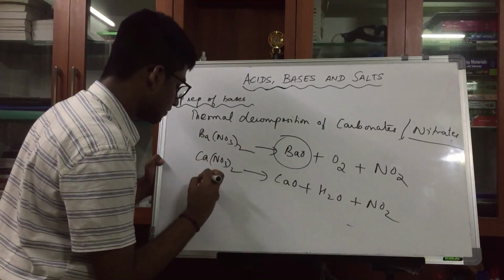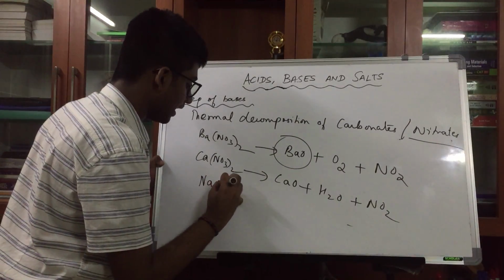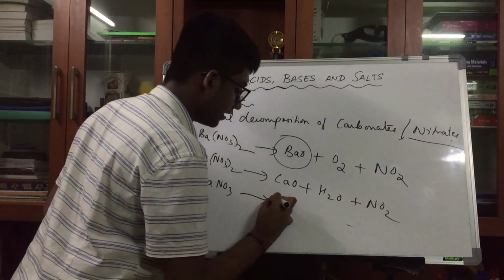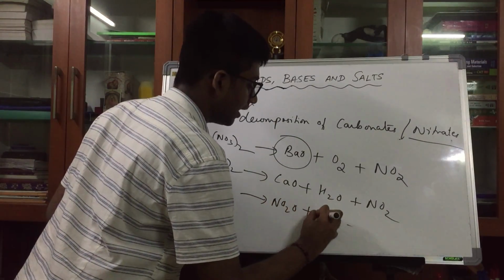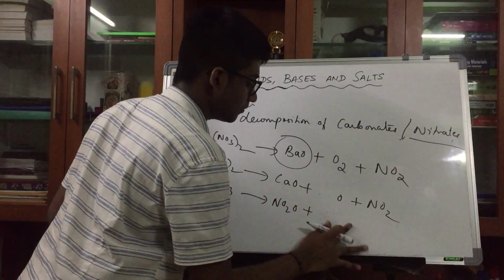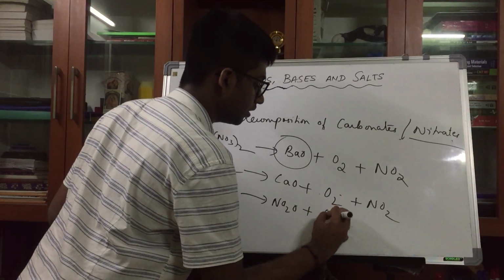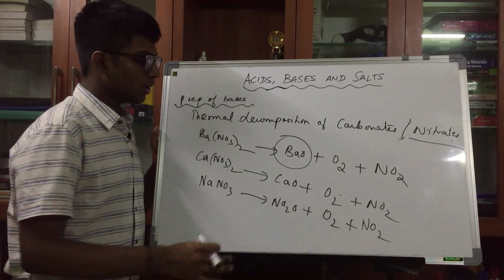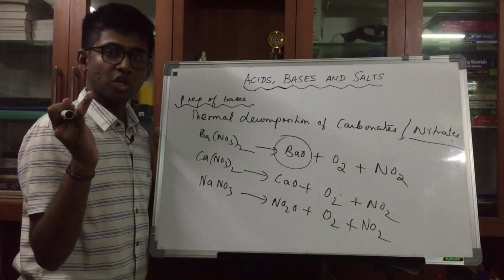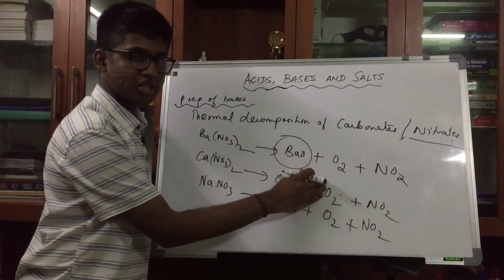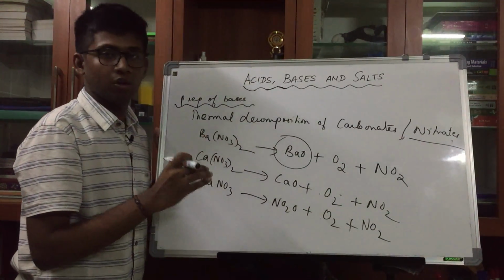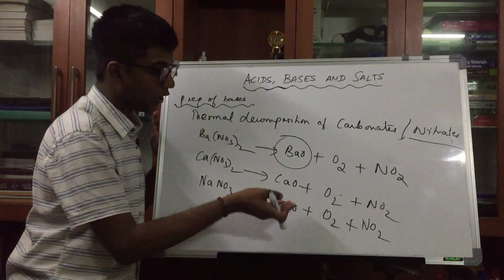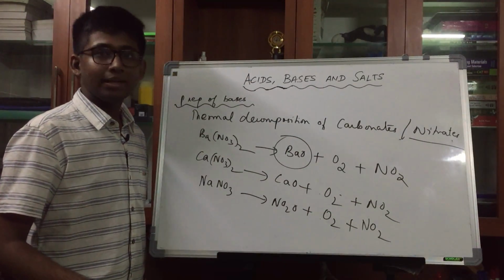Now next, when you take sodium nitrate, NaNO3, you will be getting Na2O, O2, I'm sorry, I would have mentioned it wrong here, O2, and then you will be getting NO2 here. So now it is always just oxygen. Sorry if I confused you. So it's always oxygen, NO2, and then CaO, which is supposed to be your oxide. It can be CaO, Na2O, BaO, it can be anything here.